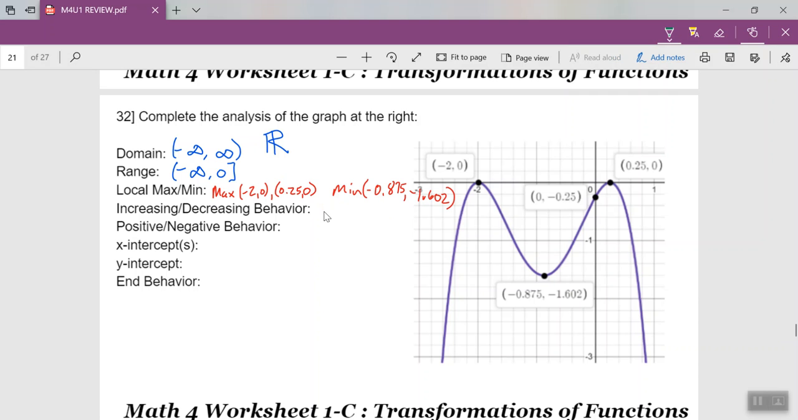Increasing and decreasing behavior. Well, let's see now. We need to figure out, this is negative infinity, and then it goes up to negative 2, then it goes down to negative 0.9, I'm going to call it to round it, and then it goes up to 0.25, and then it goes down toward infinity. So we've got a couple of, I'll tell you what, let's do it this way.